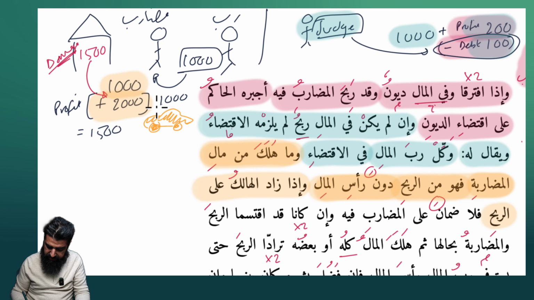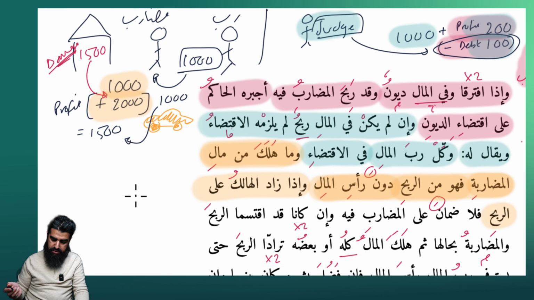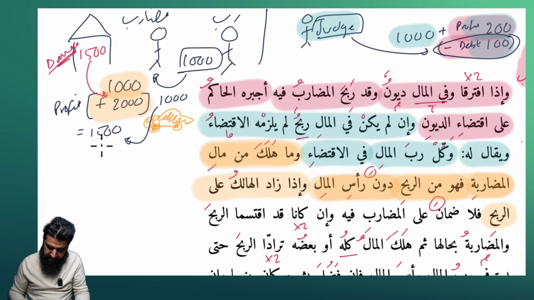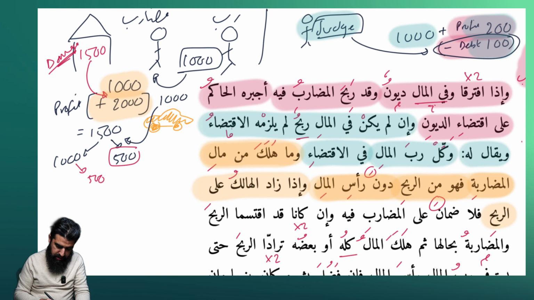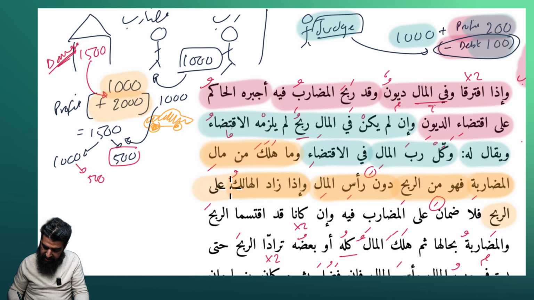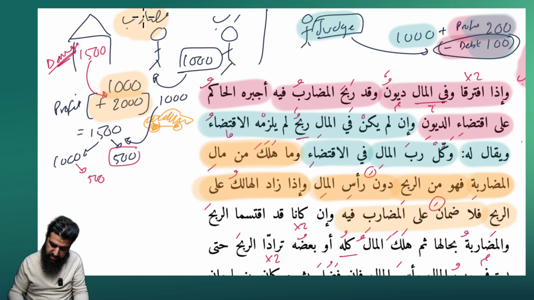And then if you take the 1,000 out from there, that's obviously going to eat into 500 from the profit, right? Because remember, that's 1,000 from the capital and 500 from the profit. So it's going to eat up into this 500 plus 500 from there. Yeah, so look. إذا زاد الحالك على الربح فلا ضمان على المضارب فيه. The mudarib has no compensation he has to pay.